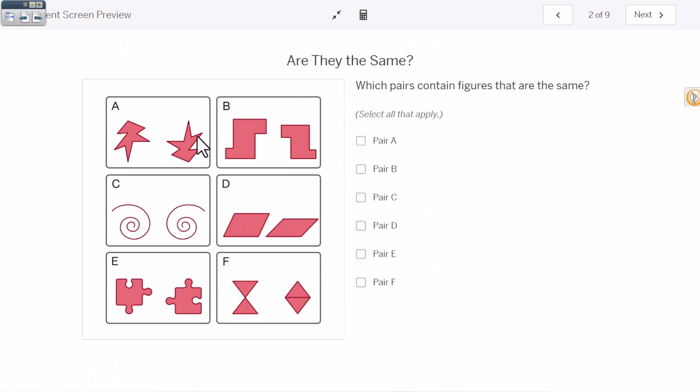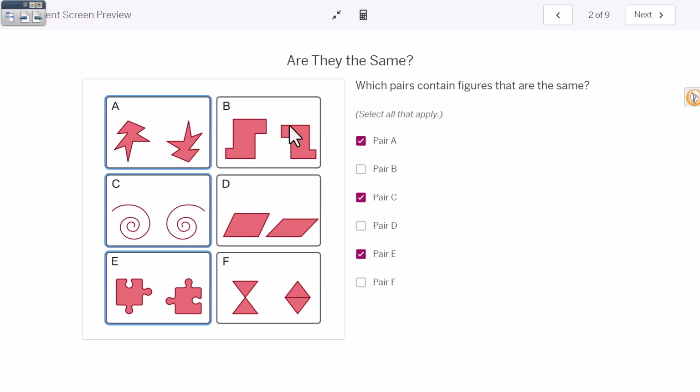So with that said, let's go back to here and decide which pairs contain figures that are the same. Well, we decided we could rotate those figures in A, and they would be the same. We could reflect C, and it would be the same. And we could rotate and reflect E, and the left figure would fit perfectly on top of the right one. But there was something wrong with these others in the right column.